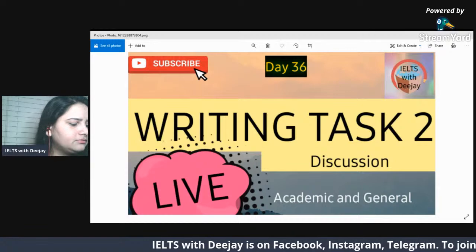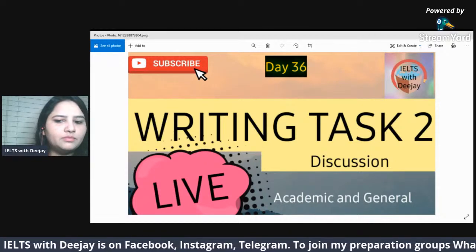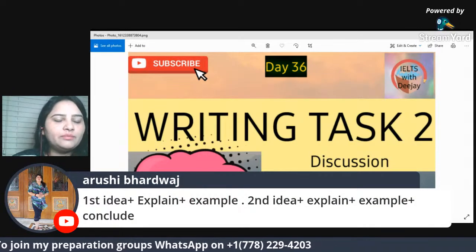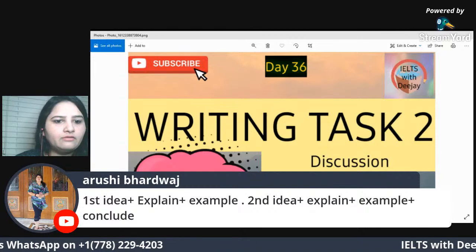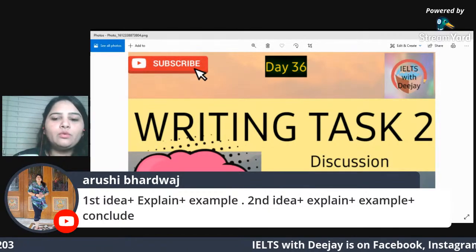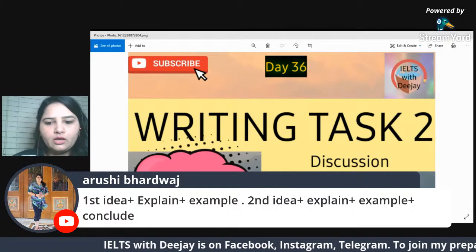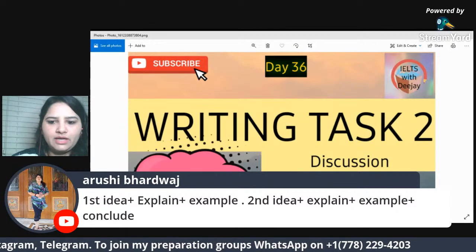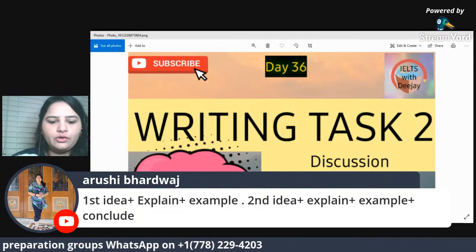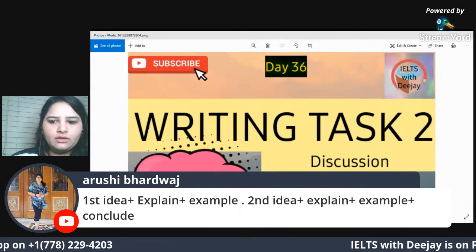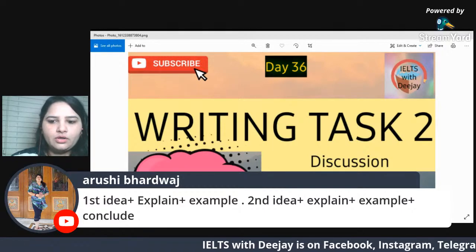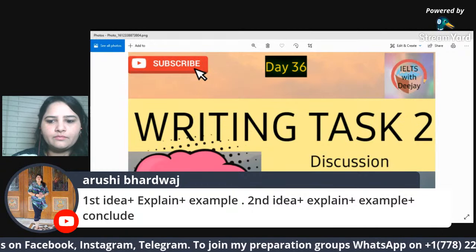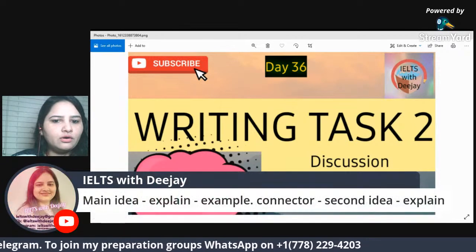First idea, example, explain example. Second idea, explain example. Okay, this is a simple way, yes. Do not write example in one paragraph. Do not write two examples. Write one example. What you have to do is, you will write your main idea. Let me type also. Then you will explain it. Okay, then you will write your example. Then after adding a connector, you will write your second idea and you will simply explain it. This is what you have to do for your two ideas.